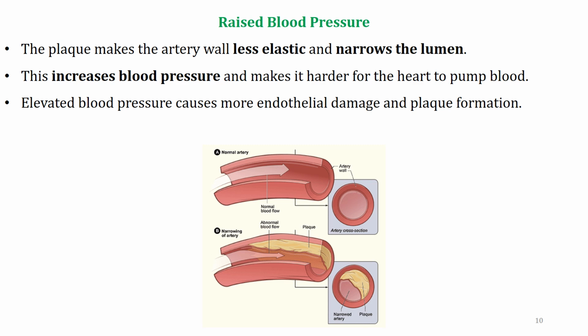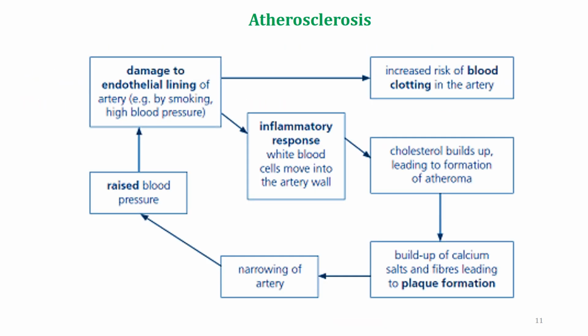Plaques make the arteries less elastic and narrow the lumen. This causes higher blood pressure, making the heart work harder. The increased pressure can cause more damage, continuing the cycle. This mind map shows how plaque formation, inflammation, and raised blood pressure are all interconnected in atherosclerosis.